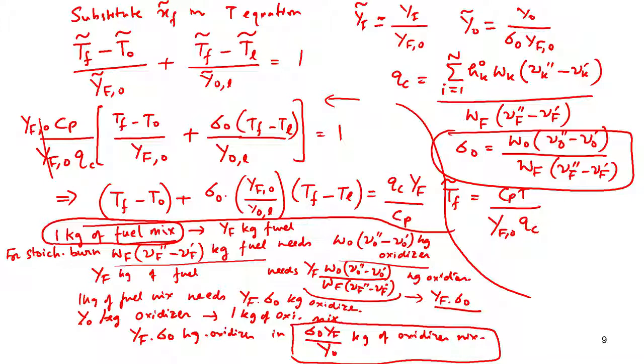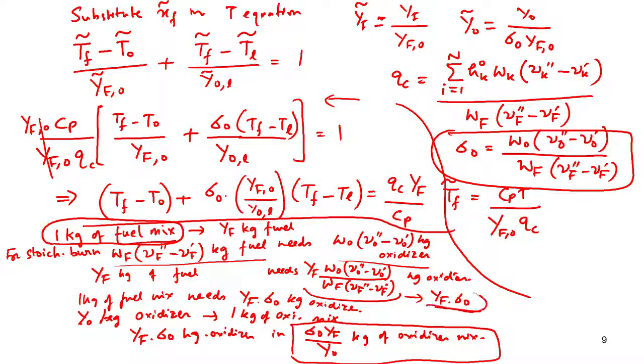This is very important to understand. So, just please go over this once again. That is, what we have done is that 1 kg of fuel mixture contains YF kg of fuel, alright, on the left hand side. Now, for stoichiometric burning, 1 kg of fuel needs sigma 0 kg of oxidizer. Therefore, YF kg of fuel needs YF times sigma 0 kg of oxidizer. Now, you find Y0 kg of oxidizer, considering the right hand side, in 1 kg of oxidizer mixture.